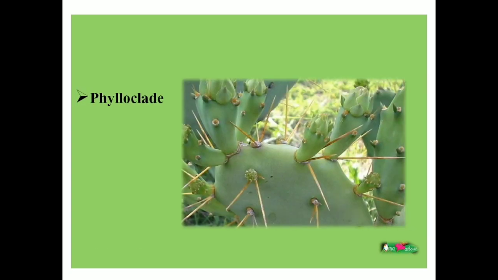Then phylloclade. It is completely opposite of cladode. When a stem or branch is modified into a leaf-like structure, but there are so many internodes. I have placed the picture also. Here we can say this is the stem or branch, and these small structures are leaves, and those leaves are modified into spine-like structures. Example, Opuntia. You can observe in the picture.